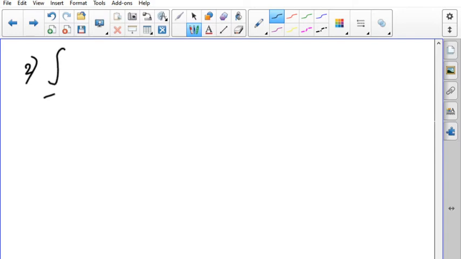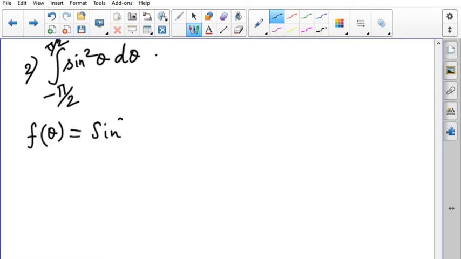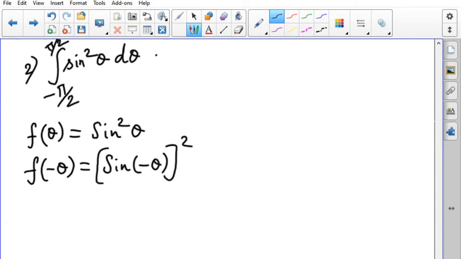Problem number 2 is in the same format: integral minus pi by 2 to pi by 2 sin square theta d theta. Again, let us take f of theta as sin square theta. Let us substitute minus theta. Then we get sin of minus theta the whole square. Sin of minus theta is minus sin theta because sin is an odd function.